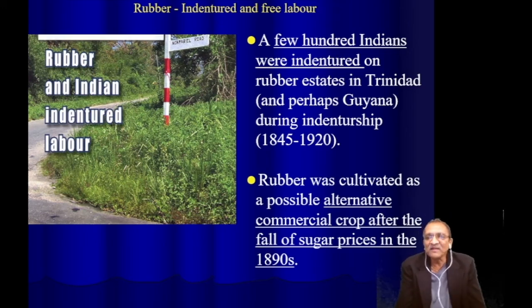So these planters and so on took proactive plans, and they wanted to find alternative crops. So they started to cultivate cocoa, coconut, and rubber.